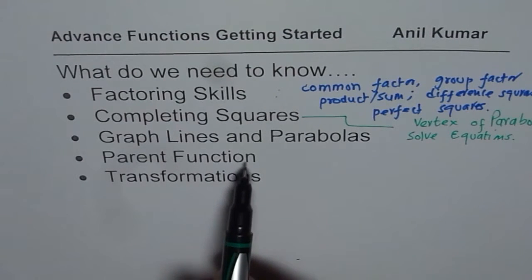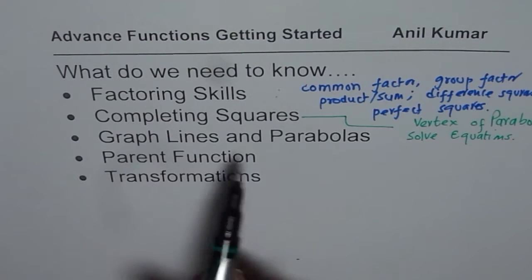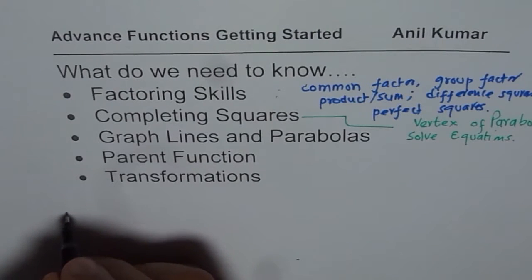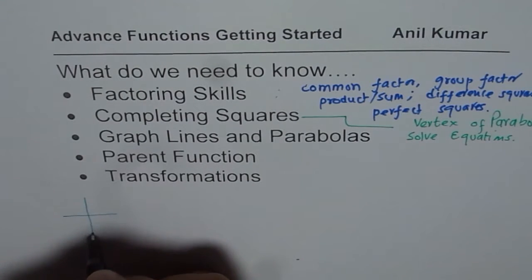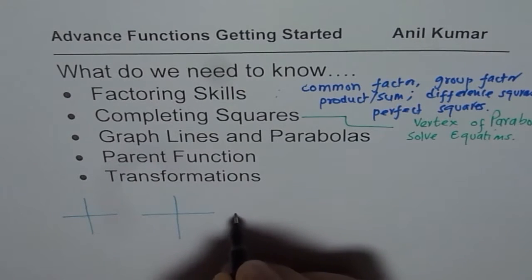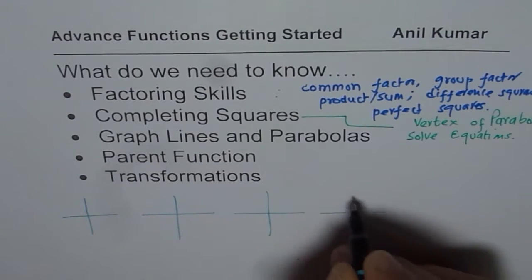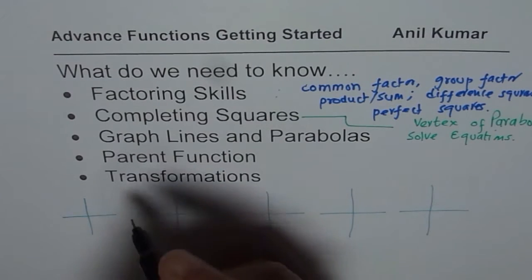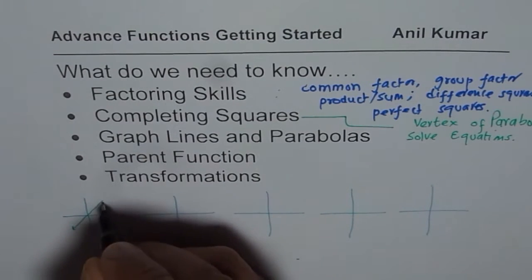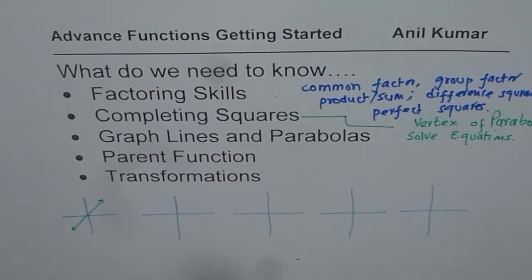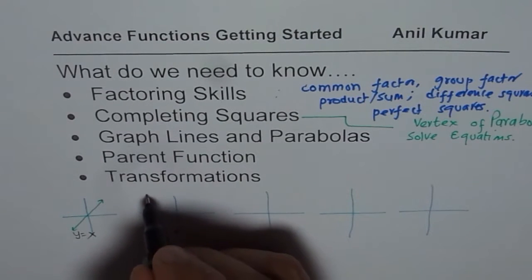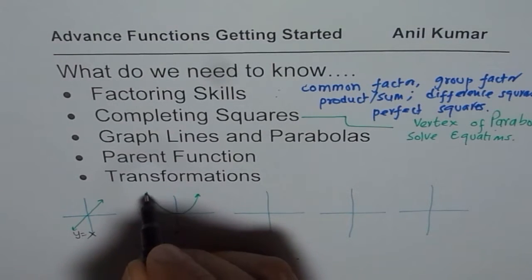Now, parent functions. When we talk about advanced functions, we have 6 or 7 parent functions. Let me just list them here for you. I'll sketch them one by one, right? So let me just make coordinate planes for each one of them, and then I'll sketch some of them. First parent function is a straight line, which is y equals x, right? Y equals x is a straight line. Then we have y equals x squared, which is a parabola. So that is a parent function, the quadratic function.